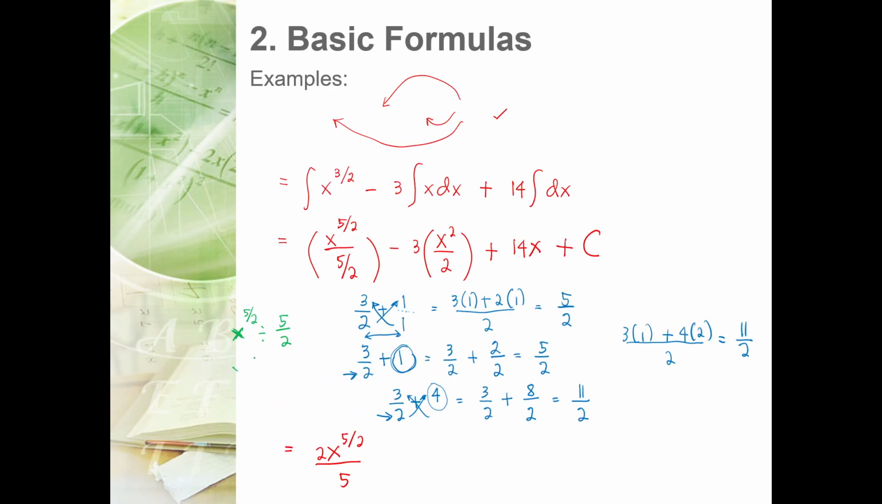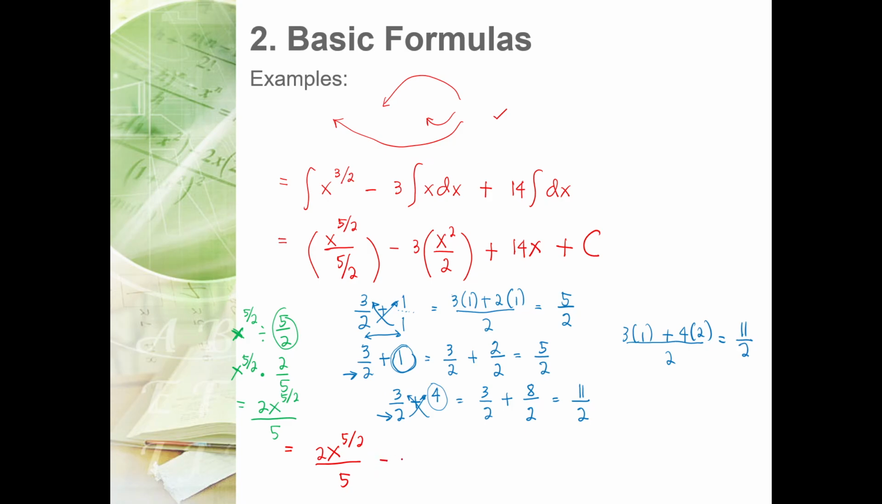So x raised to 5 halves, then we multiply, and we get the reciprocal of this one, 2/5. So that's why the answer is 2x raised to 5 halves all over 5. So I suggest if you find it difficult to simplify, go very basic with the process to be sure of the answer.